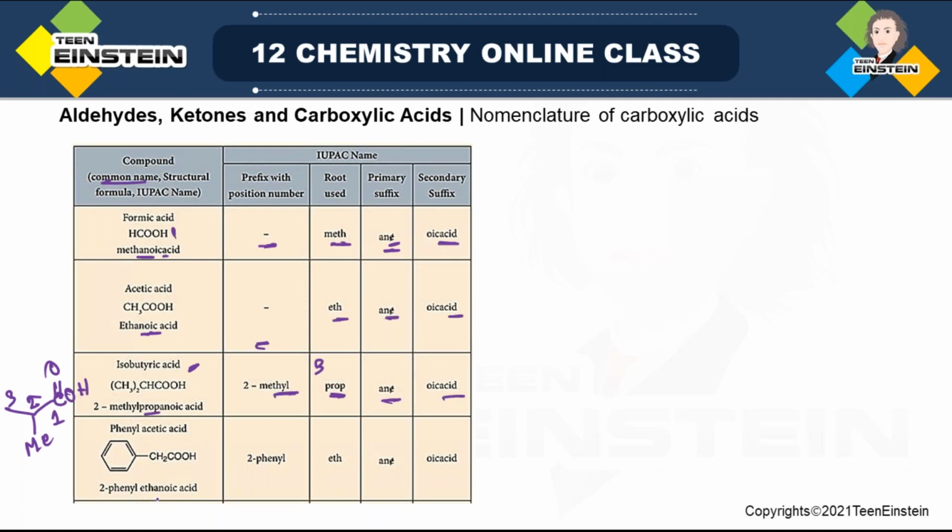Phenyl acetic acid. Now we also have a substituent. It is actually ethanoic acid, just like acetic acid, but as if you remove one of the hydrogens of the methyl and place a phenyl there. So there is a prefix, that is, the substituent phenyl is present at the 2 position, so that is why the prefix is 2-phenyl. Then as usual ethanoic acid, as you have seen in the case of acetic acid.